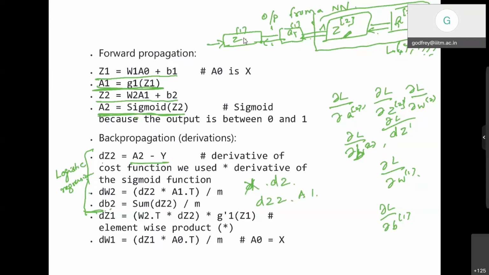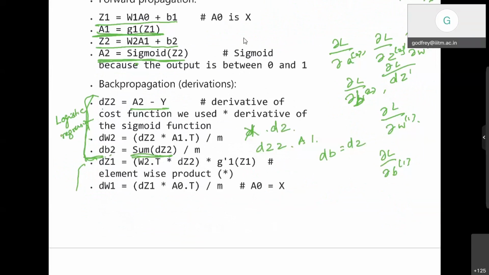Similarly, dB in the logistic regression was dz. Here, what are we doing? We are summing all the dz's. So with respect to these three, it was quite similar.